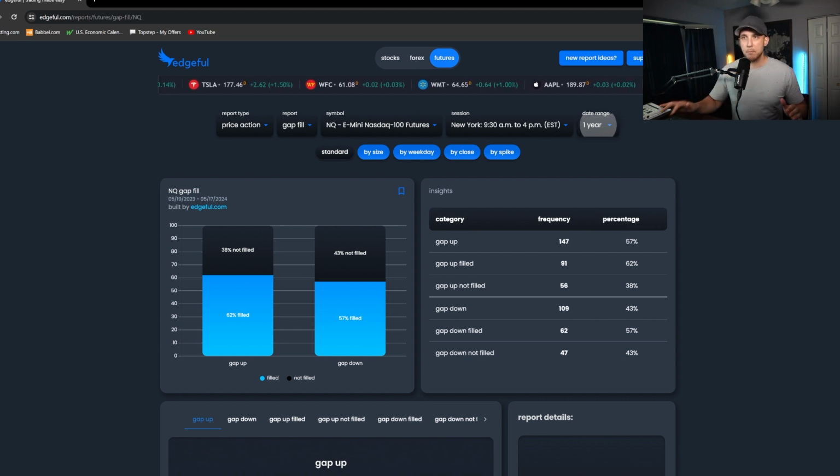But looking at this, I'm in futures. I'm on the NASDAQ, right? Which is what I just showed you in the New York session, okay? And I'm looking at gap fills. This is telling me that gaps get filled on the NASDAQ 62% of the time. This is gap ups, by the way, okay? This is a gap up. Gap ups get filled 62% of the time, all right? Gap downs get filled 57% of the time, right?